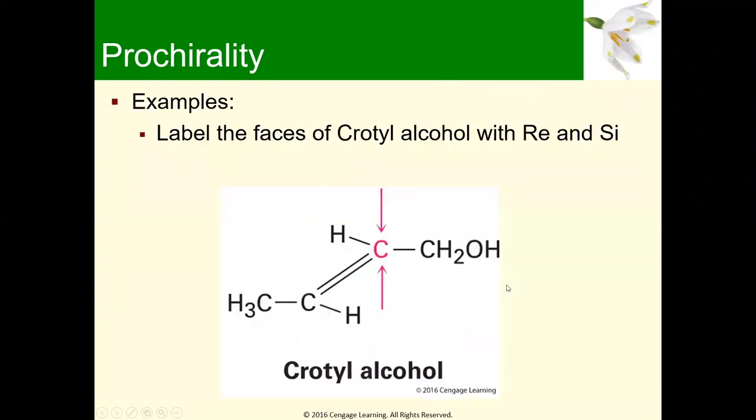Okay, here's another example. We want to label these 2 faces of crotyl alcohol. So think about the priority of the groups that are attached to that carbon. That's how we're going to do this. This is a carbon connected to hydrogen. That's really low priority. So we've got carbon connected to carbon, carbon connected to carbon. That doesn't make the distinction.